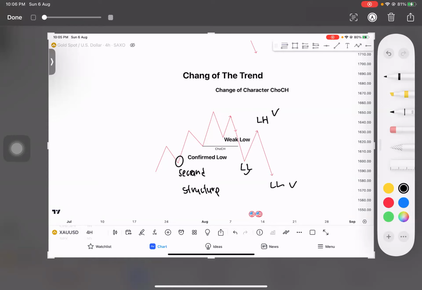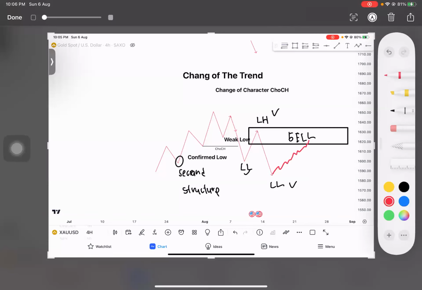Then you will look for the entries at the previous lower high. The sell entry is at the previous lower high. Wait for the pullbacks, and look for the confirmation that I taught last week. That I taught last week, then you can sell. This is how we trade on the change of character and also change of the trend.